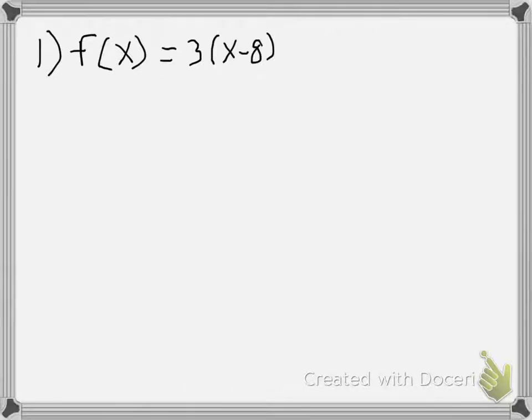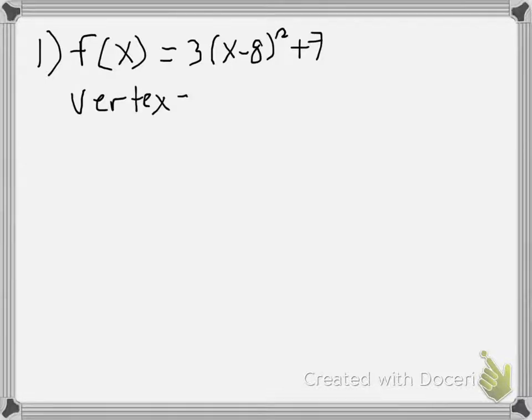Let's go ahead and start working on number 1. Hopefully you can read along. You have to identify the vertex. You have to describe the graph, which means that it states the transformations. And you have to write the quadratic in standard form. So we have f of x equals 3 times (x minus 8) squared plus 7.